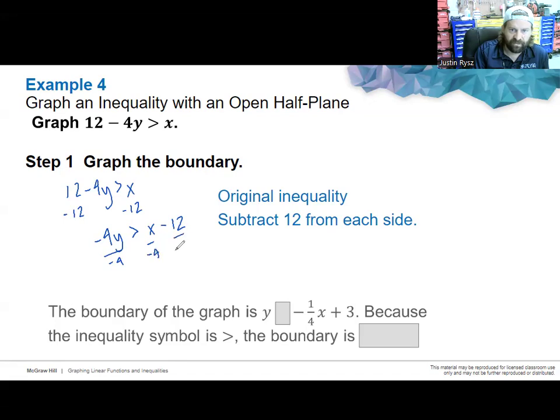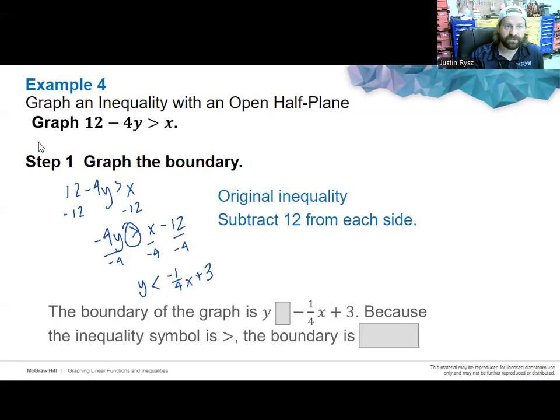So you've got to remember a couple things here. We get y, and we get -1/4 x plus 3. Now in this case, technically what's going to happen is this symbol is going to switch. Remember, when you're solving inequalities and you multiply or divide by a negative, you have to flip the sign. So in this case, we're flipping the sign.